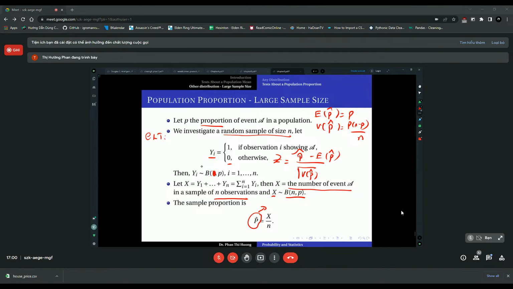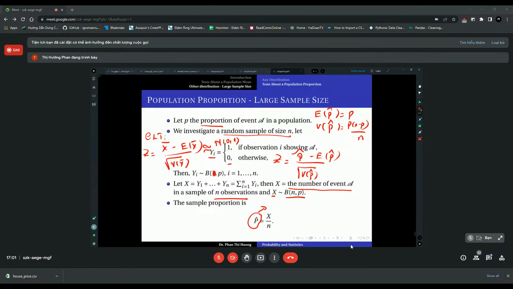Let me remind you what the central limit theorem states: if we have a random sample X1, X2 until Xn, then we define Z equal to the sample mean X bar minus its expected value over its standard deviation. It approximately follows the standard normal, 0 and 1. The central limit theorem states this for the sample mean: if we have X bar minus E of X bar over the square root of the variance of X bar, then it approximately follows the standard normal.